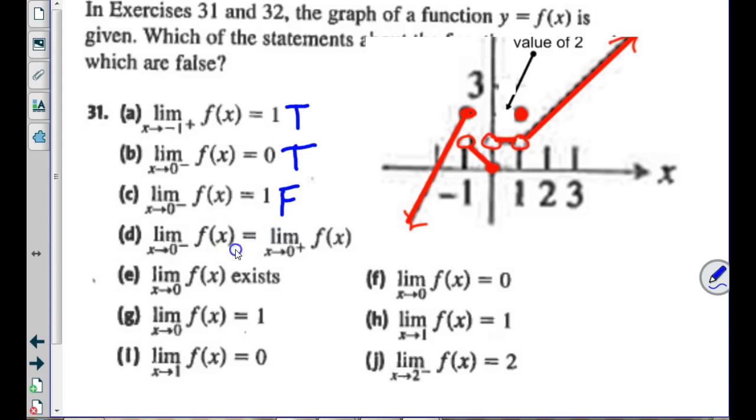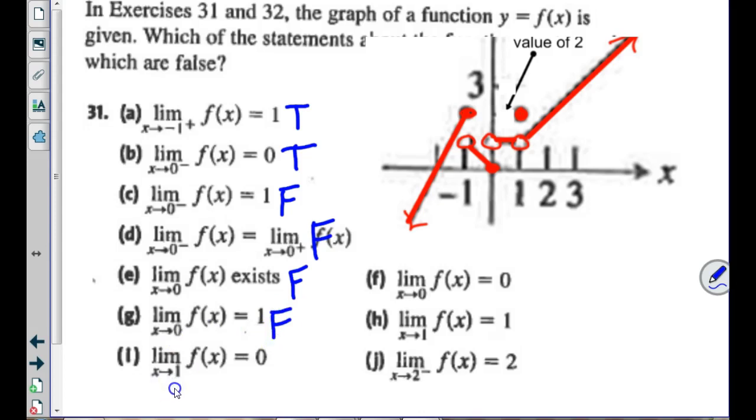Is the left-hand limit and right-hand limit at 0 the same? As I approach x equals 0, is it the same from both sides? Nope. So does the limit at 0 exist? The limit at 0 is 1. No, you just told me it does not exist. All right, now we're moving on.